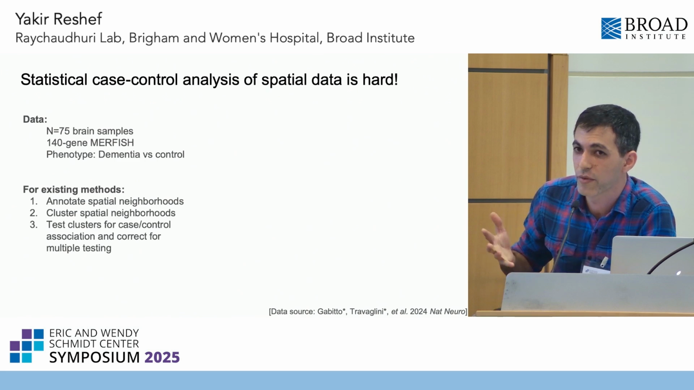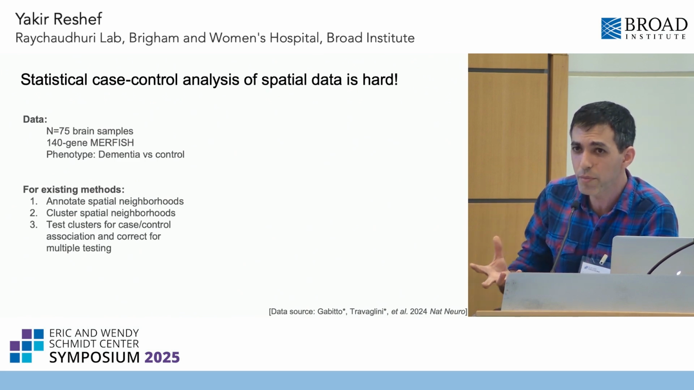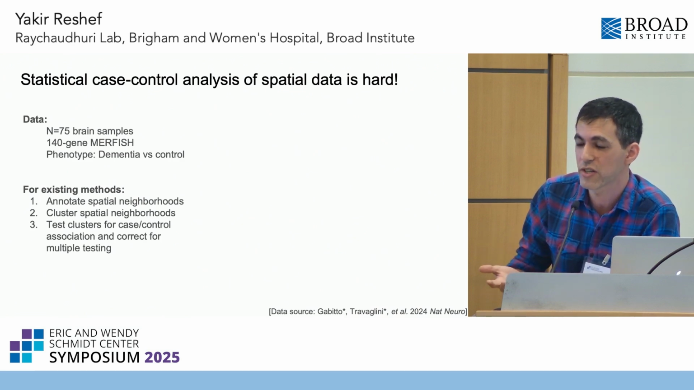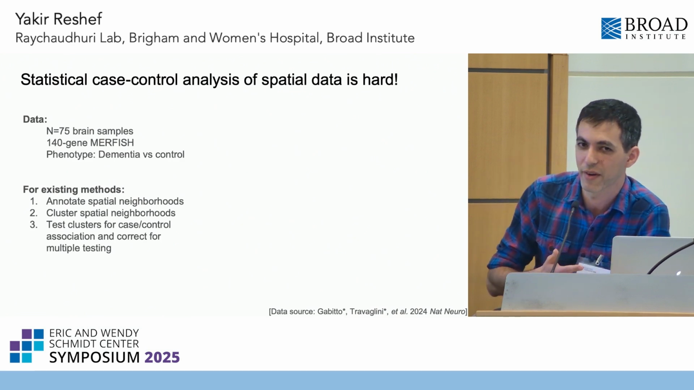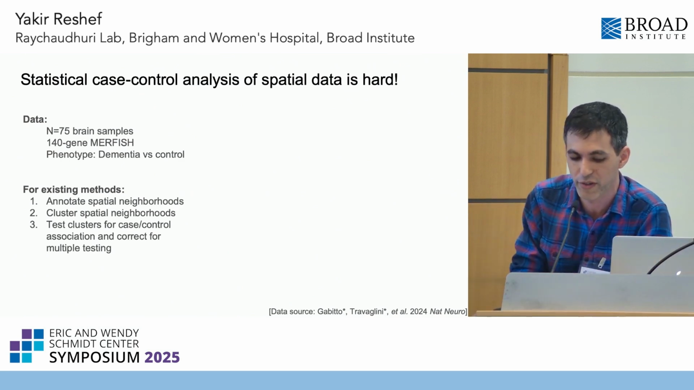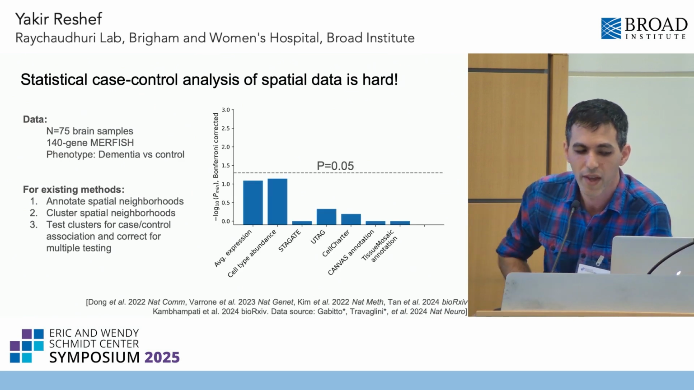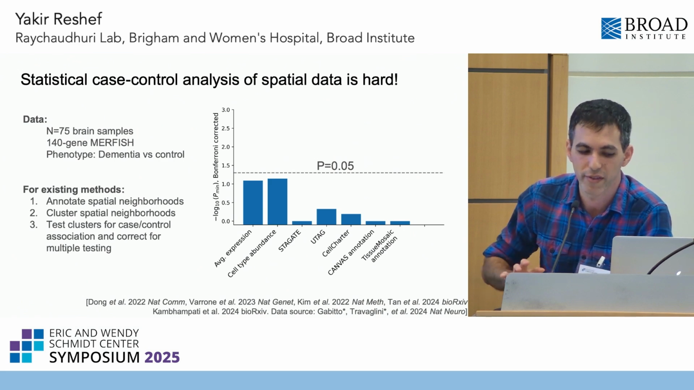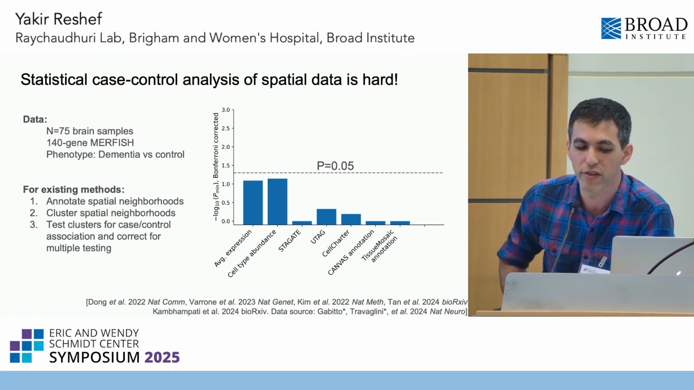So for each method, we annotated all the samples at the level of small spatial neighborhoods. We then merged all the spatial neighborhoods across samples and clustered them. And then we tested each cluster for basically whether it was overrepresented in cases compared to controls or vice versa, and then accounted for multiple testing. In this data set, we were unable to use existing tissue annotation methods, adapted in this way, to find a case control signal.